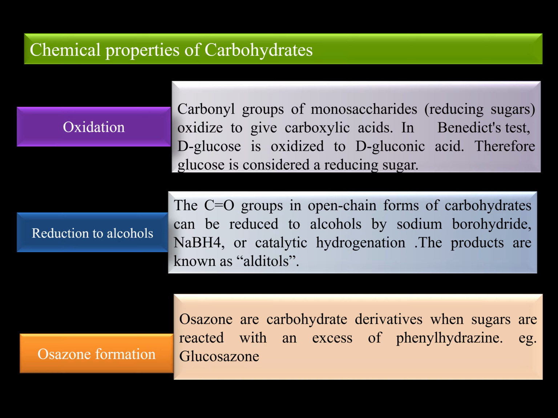Next, carbohydrates can form osazones. Osazones are formed when reducing sugars react with excess phenylhydrazine. This produces crystalline derivatives. For example, glucose forms glucosazone. Osazone formation is also used in laboratory identification of sugars.